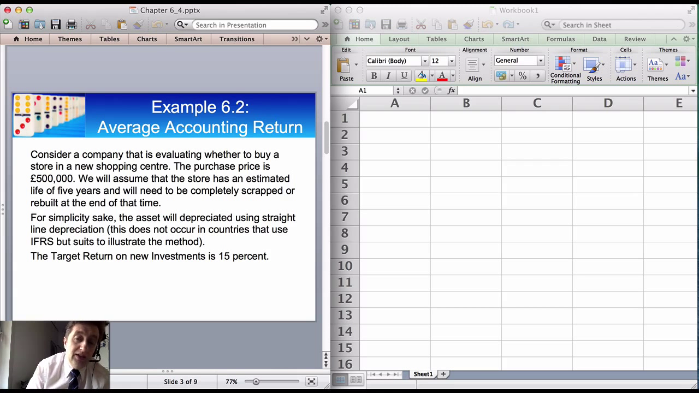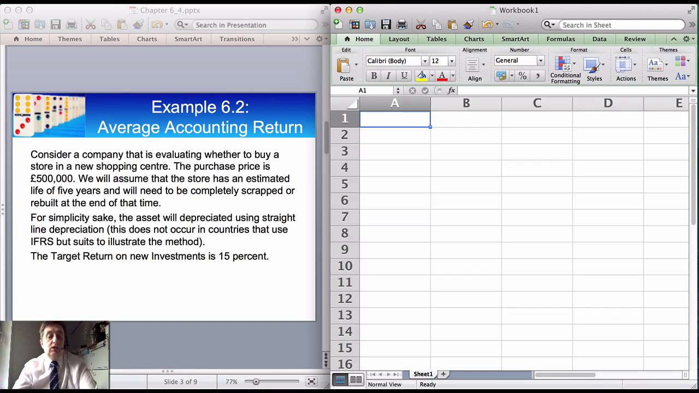Now that doesn't actually happen when you've got property, plant, or equipment in the European Union. We use something called reducing balance. But I'm going to take you through just a simple straight line depreciation, and then I will show you how to do this again for the reducing balance method. Now look at just one last thing before we move on to the slide. The benchmark, or the target return, is 15%.